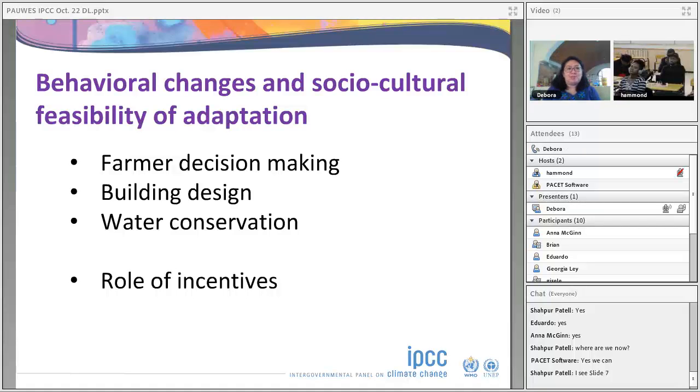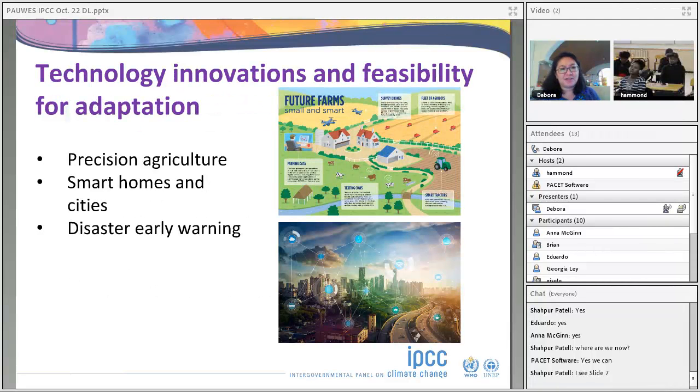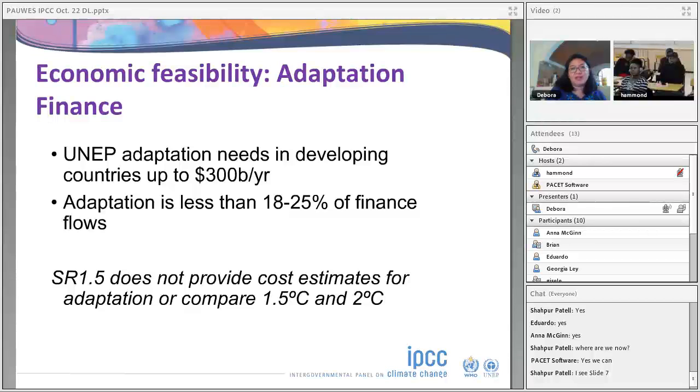So just as a few examples, for behavioral changes in social cultural feasibility of adaptation, it can help with farmer decision making and building design, water conservation, and the role of incentives. For technology, innovation and feasibility, some of the options include precision agriculture, smart homes and cities, and early warning systems. And here we can also see in some of the examples like smart cities that these options apply both to mitigation and adaptation. So some of the options were assessed both on the mitigation and adaptation side, also to see where the major gaps in information are and where we can have increased synergies.